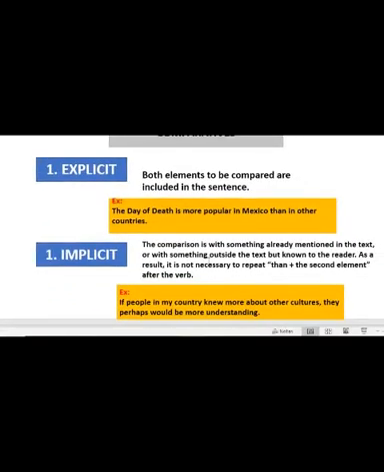And implicit, the comparison is with something already mentioned in the text, or with something outside the text but known to the reader. As a result, it is not necessary to repeat than plus the second element after the verb. Let's see the example. If people in my country knew more about other cultures, they perhaps would be more understanding. I am not repeating again, understanding other cultures. I am only doing implicit.